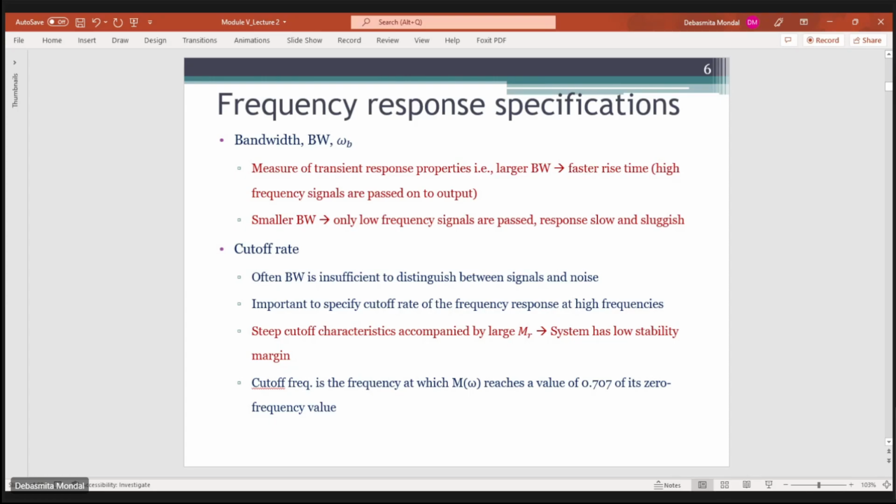If in the frequency domain your system has a larger bandwidth, that signifies that the rise time in the time domain analysis will be faster. So a larger bandwidth signifies a faster rise time. In the case of a smaller bandwidth, only the low frequency signals will be allowed to pass, and there will be a significant amount of attenuation for the high frequency signals, right?